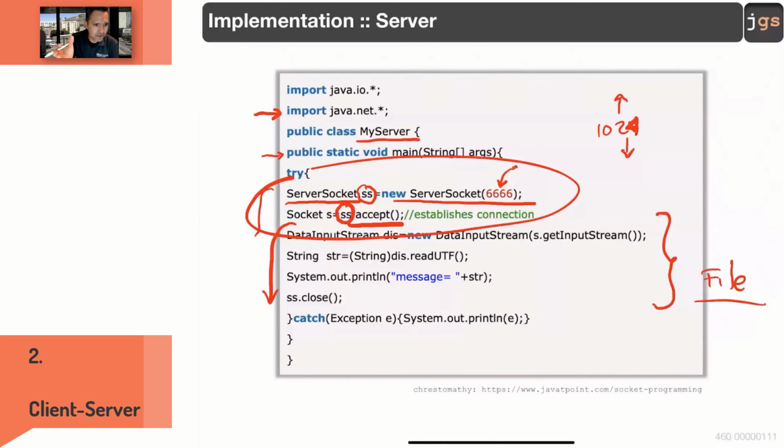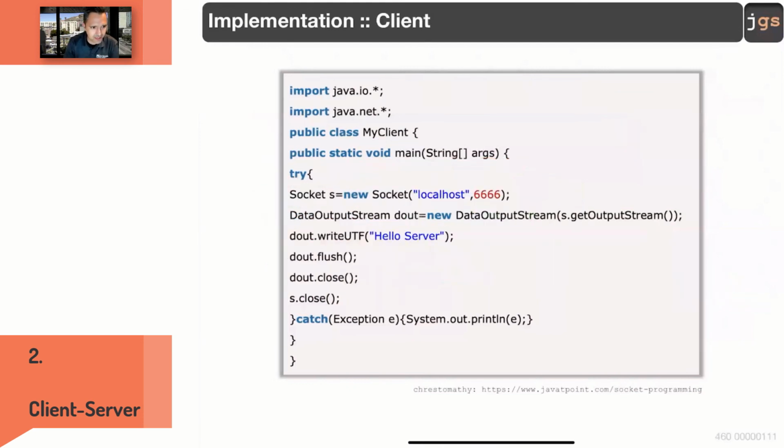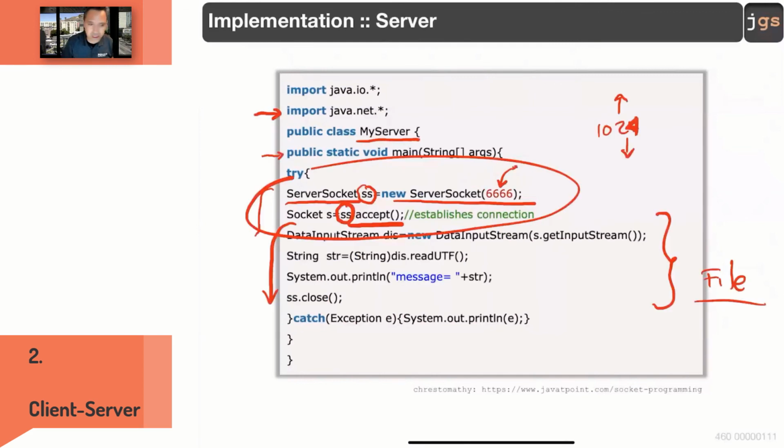This is the server. You can copy paste the code and have this running. This is the client. One class, one main. And you can notice here the same port, but the object is a socket, not a server socket. The server socket is the one waiting for the connection. The socket is the one that is going to ask to connect. If you notice, the only connection, the link between these two programs is this number.